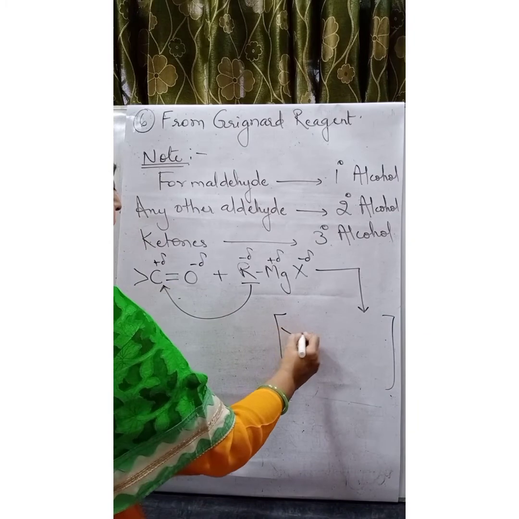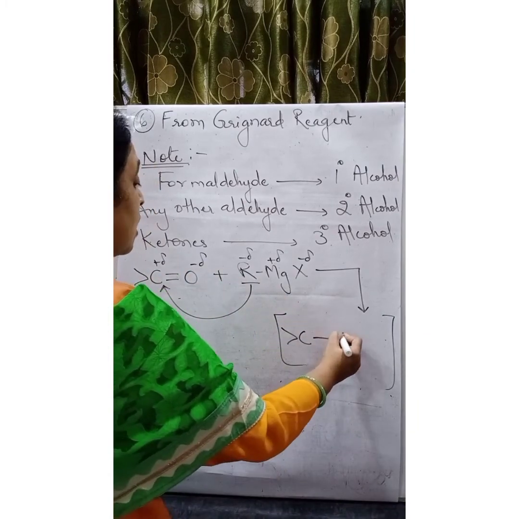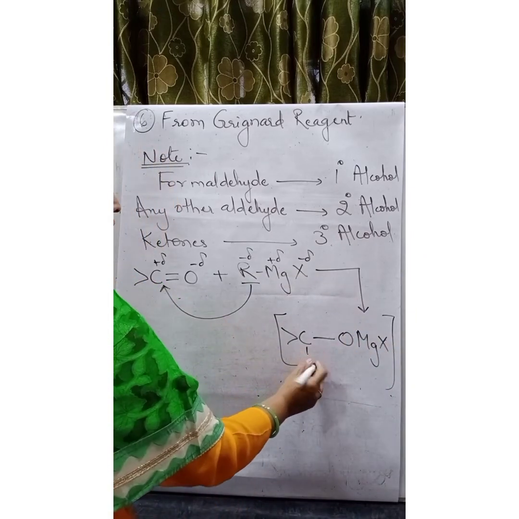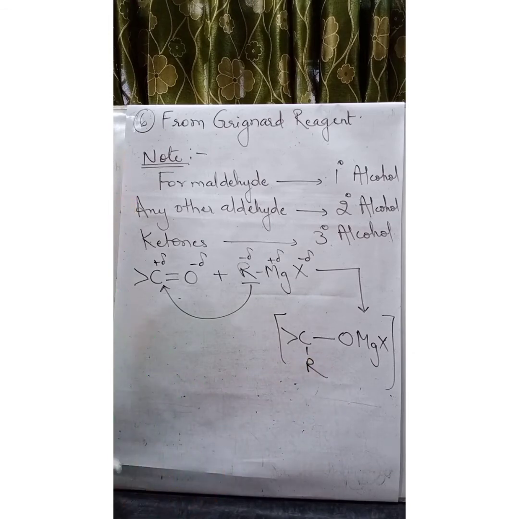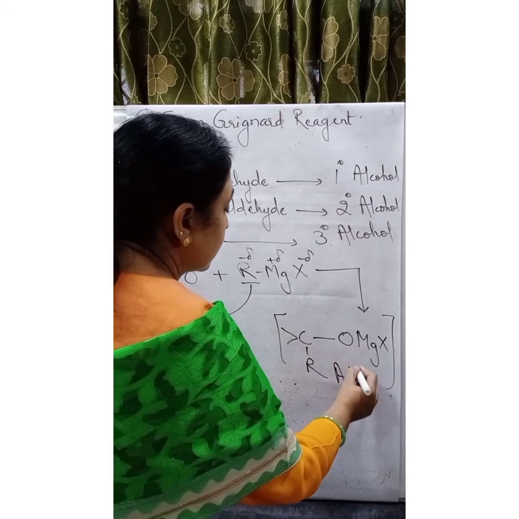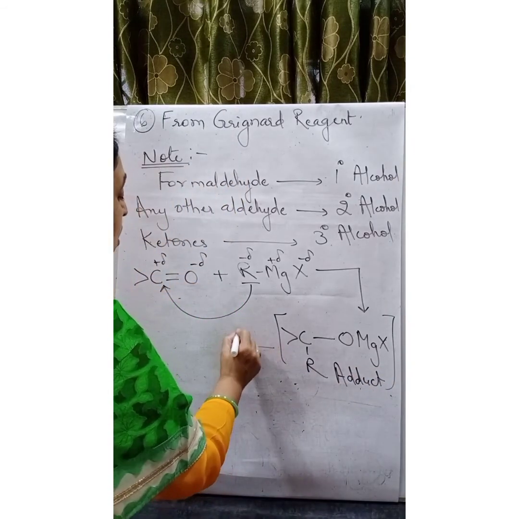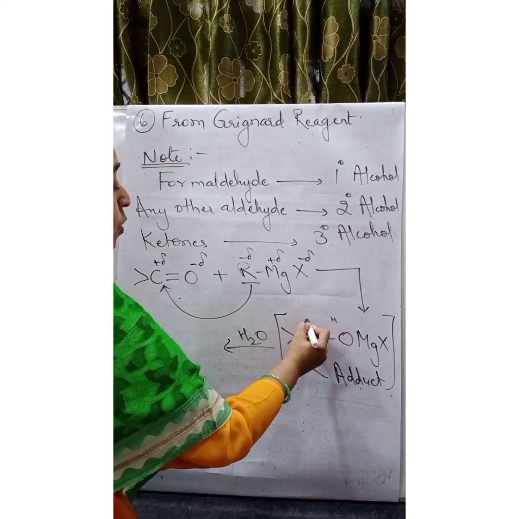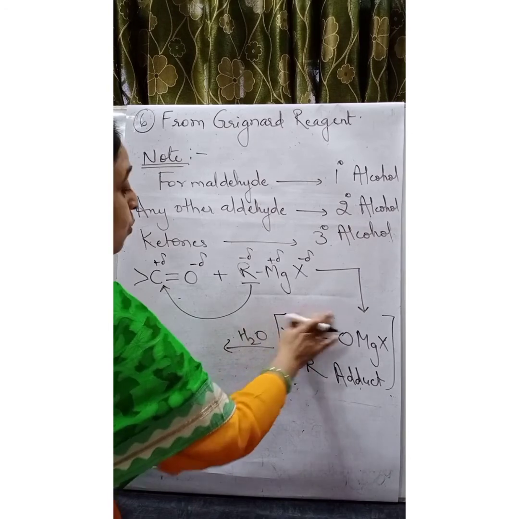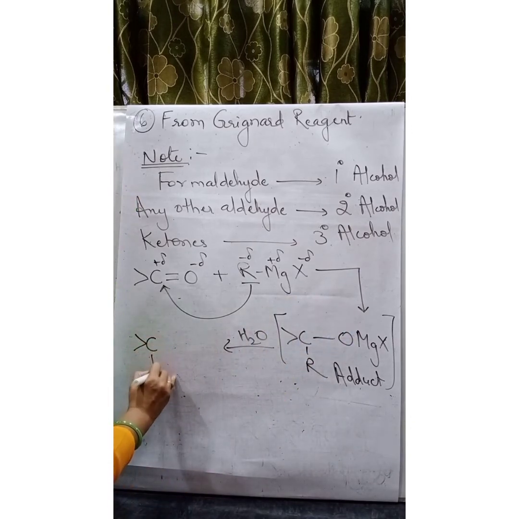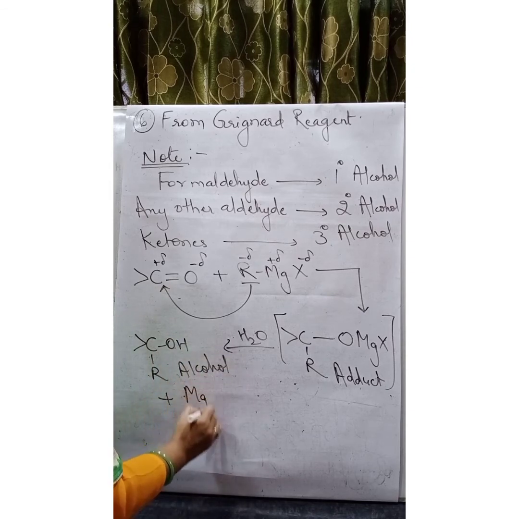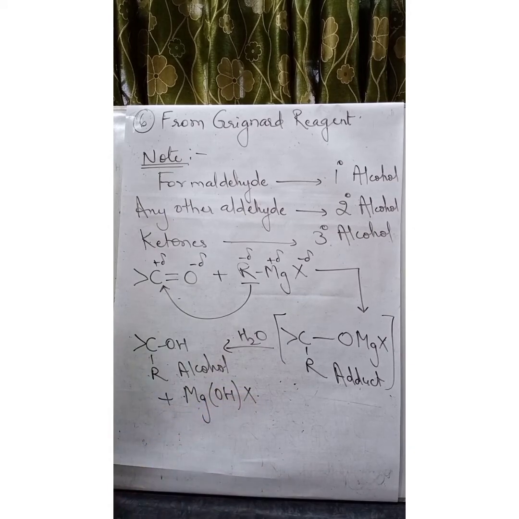Let us see. This carbon, the bond is going to break, oxygen is there, MgX will come and attach with the oxygen, and R is going to come here and attach with the carbon. So this is an adduct, that means intermediate, which on hydrolysis, H will come here and OH will get attached here. So we are going to get R-C-OH. So this is our alcohol plus Mg(OH)X. So this way, using Grignard reagent also we can prepare alcohol.